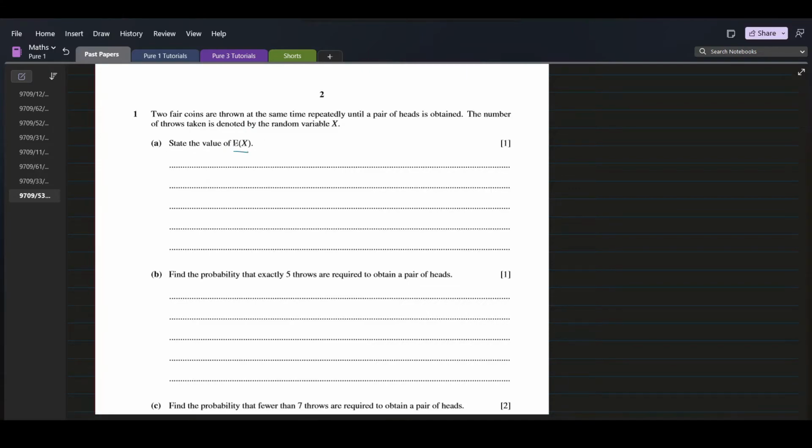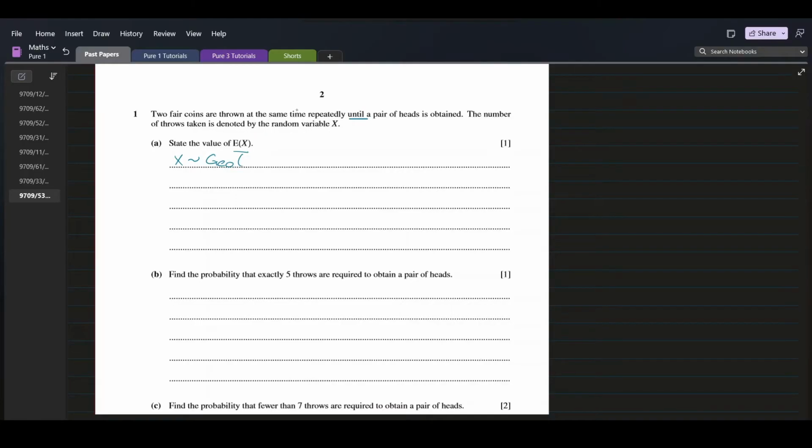If we go back to the stem of the question, we are told that two fair coins are thrown at the same time repeatedly until a pair of heads is obtained. So that tells us that x follows a geometric distribution, right? And we're told that the number of throws taken is denoted by the random variable x.